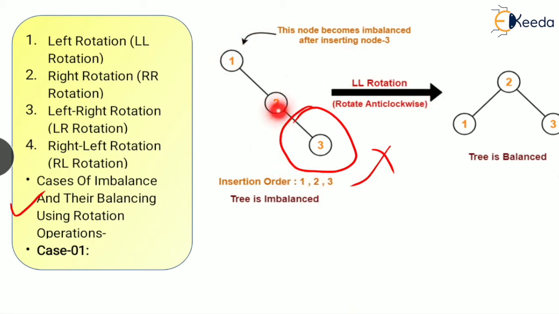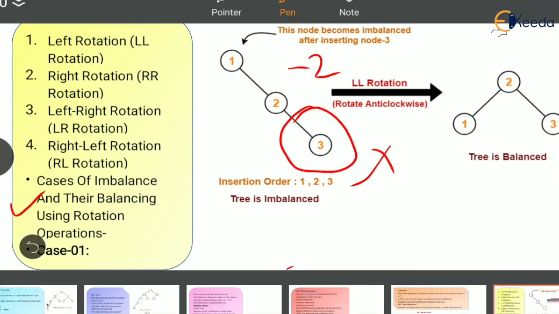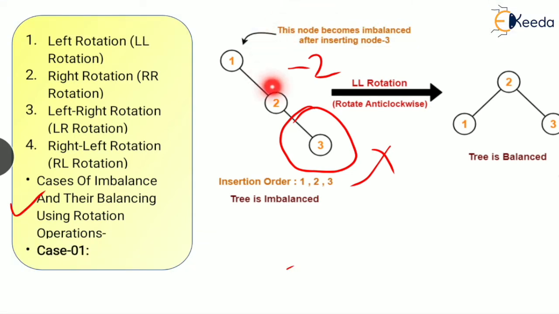But after inserting 3 at the right side of the second node, that is node 2, we are at level 3. At this level there is no left subtree and no right subtree, so it is 0. But for this 2, there is no left subtree, that is 0, but there is a right subtree of 1. So 0 minus 1 is -1. And here there is no left subtree, but there are 2 right subtrees available. So 0 minus 2 is -2. So -2 is not in the balancing factor range. That's why this is called an imbalanced tree.